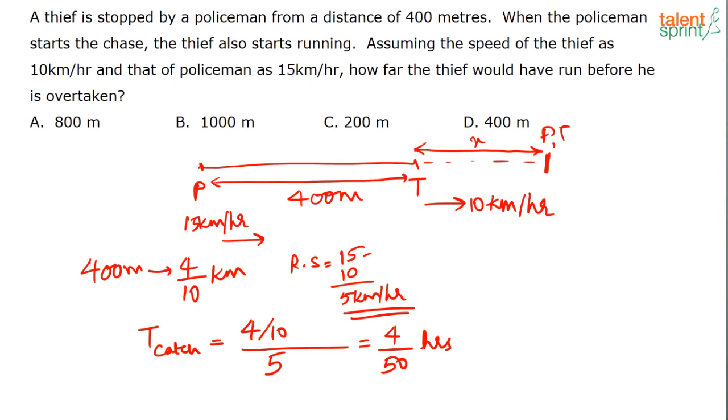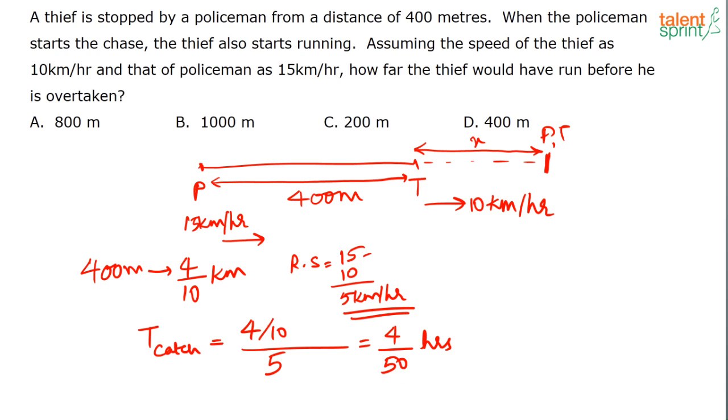See, time is nothing but distance by speed, but here we have to take into consideration the relative speed. Since both the objects are traveling in the same direction, we are subtracting the speeds, correct? To get the relative speed. So the time taken to catch the thief is nothing but the distance divided by the relative speed, or that is equal to 4 by 50 hours. Clear? I hope it's clear.